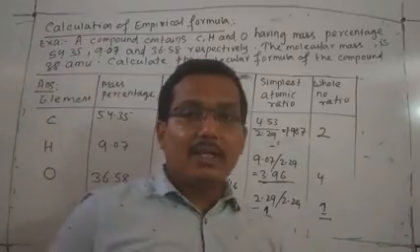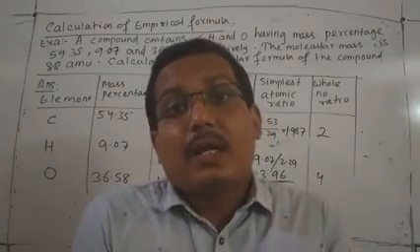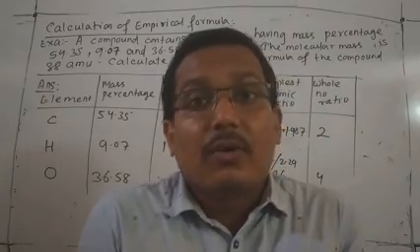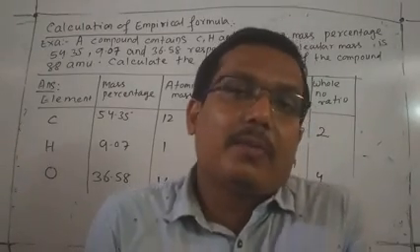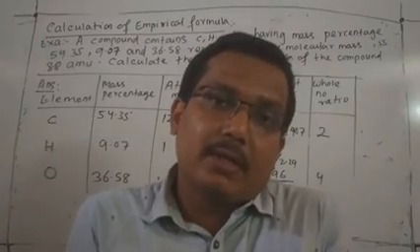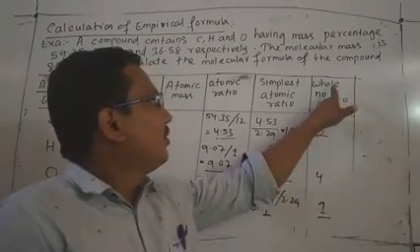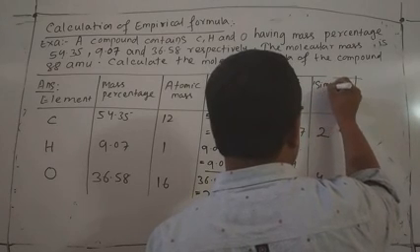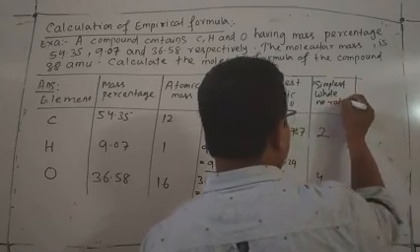According to the definition of empirical formula, we know that empirical formula clearly indicates the simplest whole number ratio of the atoms of different elements present in a molecule of a compound. Means empirical formula clearly indicates the simplest whole number ratio. This is your simplest whole number ratio.